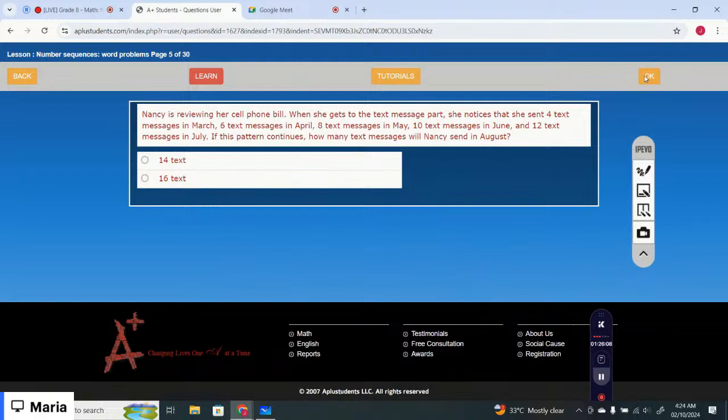Nancy is reviewing her cell phone bill. When she goes to the text message part, she notices that she sent 4 text messages in March, 6 text messages in April, 8 text messages in May, 10 messages in June, and 12 text messages in July. If the pattern continues, how many text messages will Nancy send in August?